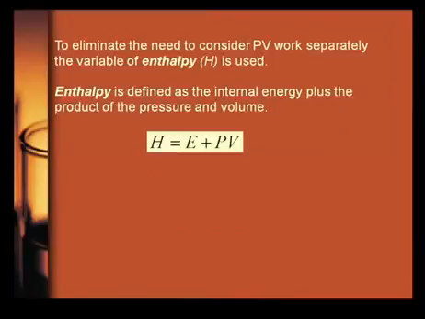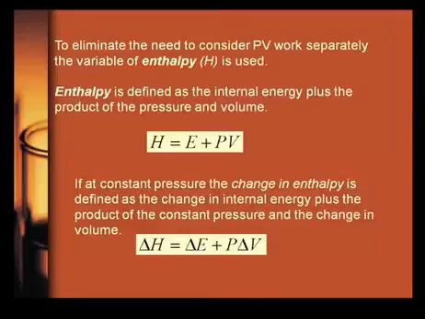To eliminate the need to consider PV work separately, the variable of enthalpy, H, is used. And enthalpy is defined as the internal energy plus the product of the pressure and volume, or H equals E plus PV. If at constant pressure, the change in enthalpy is defined as the change in internal energy plus the product of the constant pressure and the change in volume, delta H equals delta E plus P delta V.